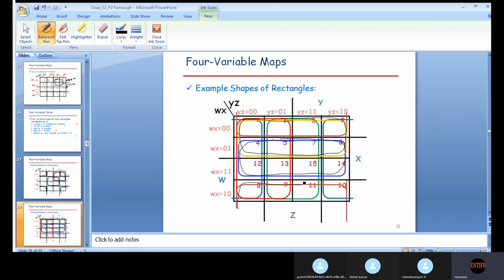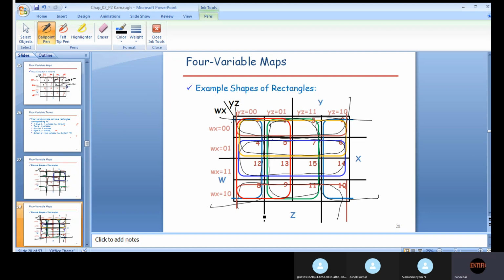And also in this way you can group your mean terms. In this way also you can group your mean terms, and also this way. This way also you can group your mean terms. Okay, so there are many ways to group your mean terms.